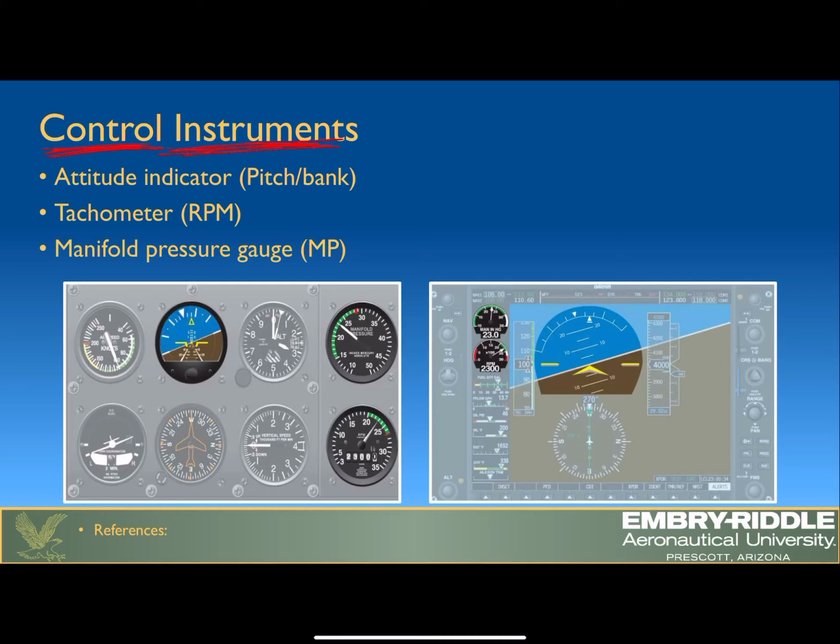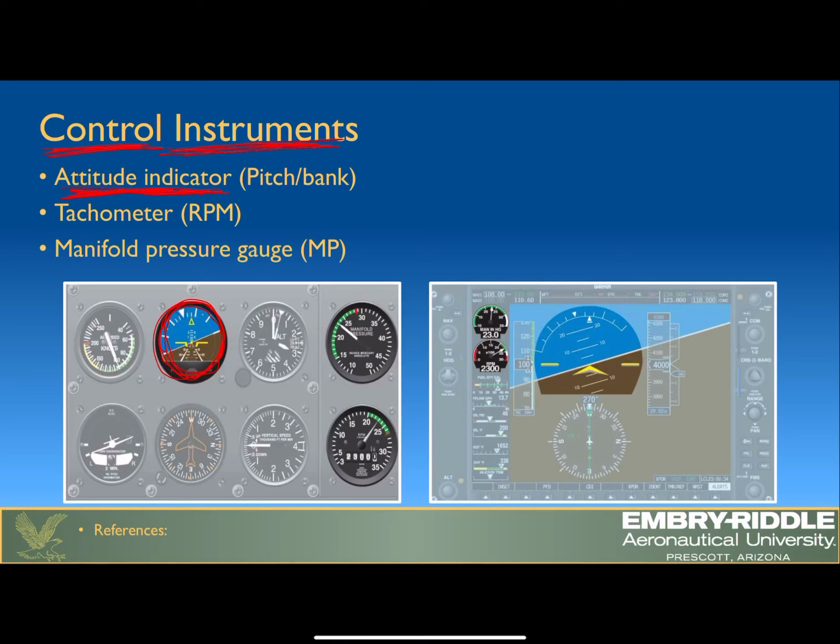Think of these as direct results. So for example, your attitude indicator tells us pitch and bank. This is helping us immediately control the aircraft, because my attitude indicator directly shows me what my aircraft is doing.